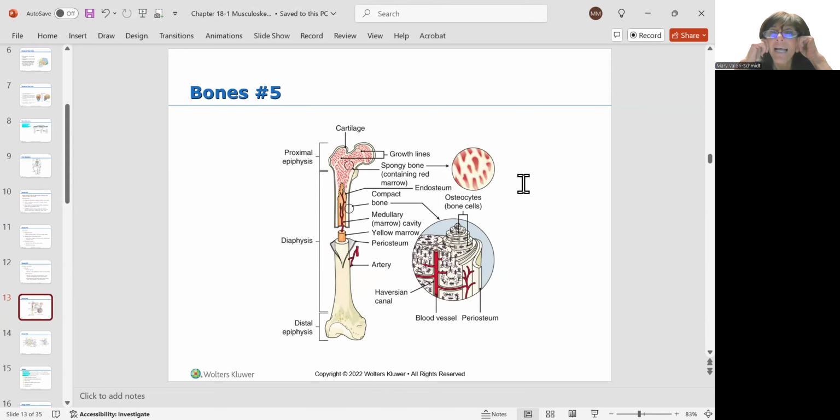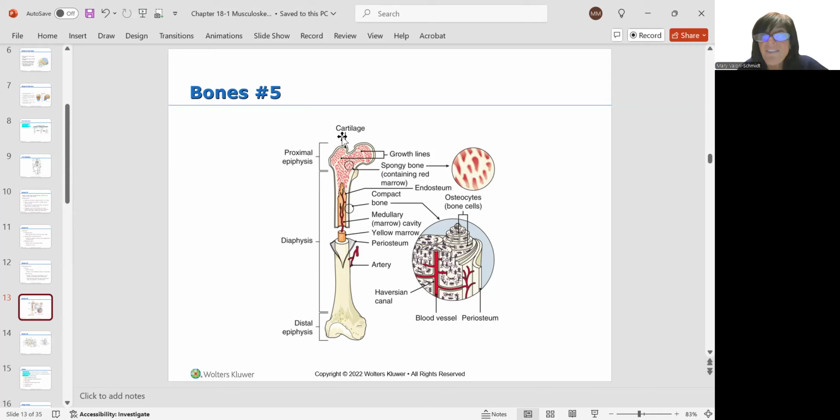If we go to the next slide, there's kind of like a side section view of the bone, shows you the inside of the bone. This is a long bone. So in a long bone, the main part of the bone is the diaphysis. And then you've got the epiphysis, the proximal epiphysis, which is closest to the torso. And then the distal epiphysis, which is farthest away. This is the femur, right?